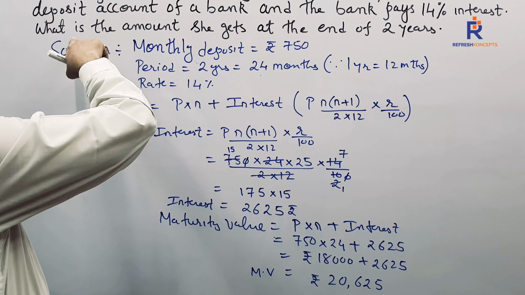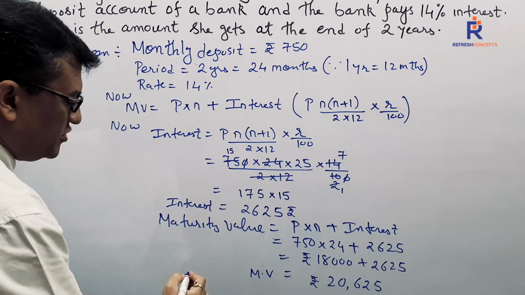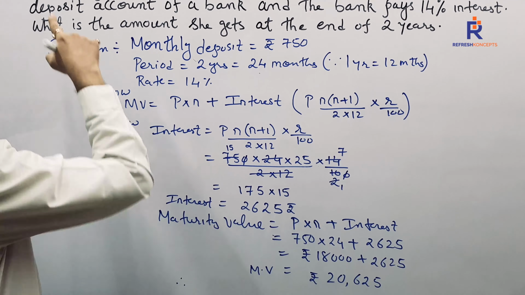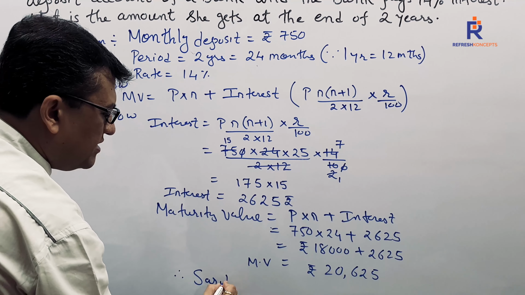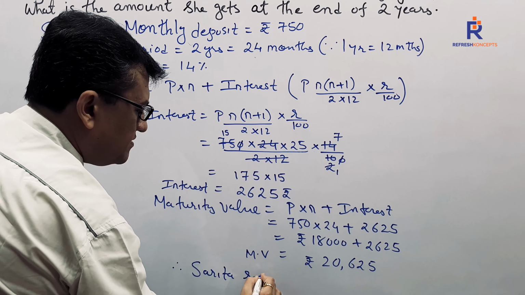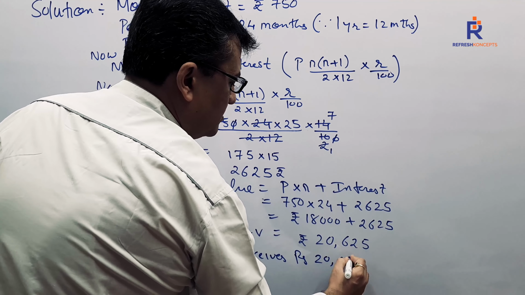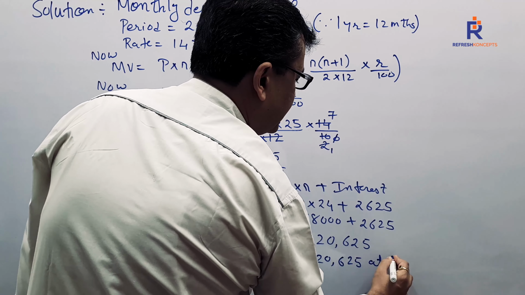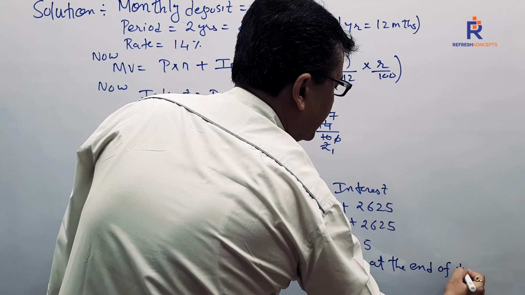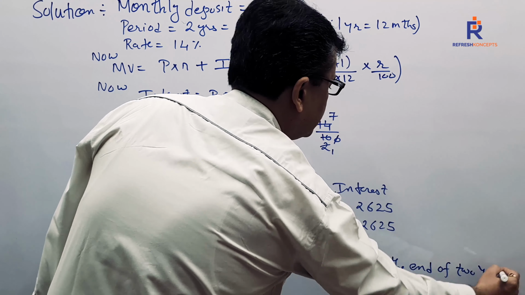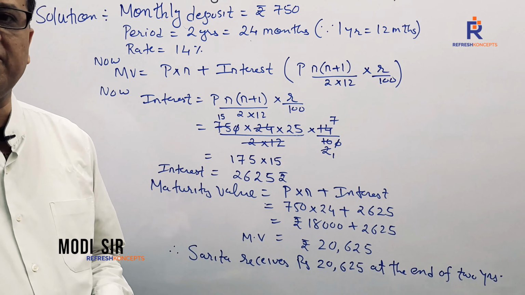The final statement of the question is, what is the amount she gets at the end of 2 years? Therefore, Sarita receives rupees 20,625 at the end of 2 years. This is how we calculate the problems which are based on maturity value.